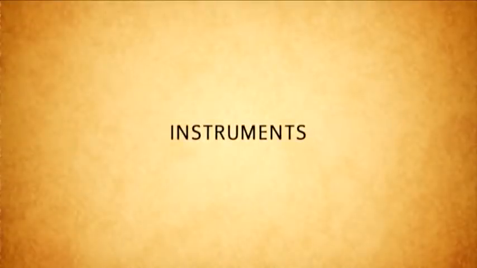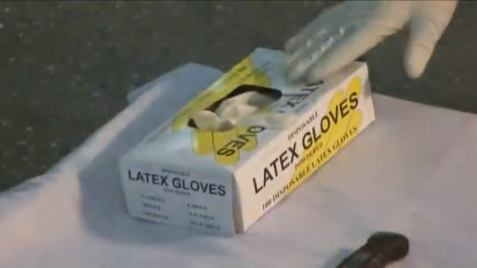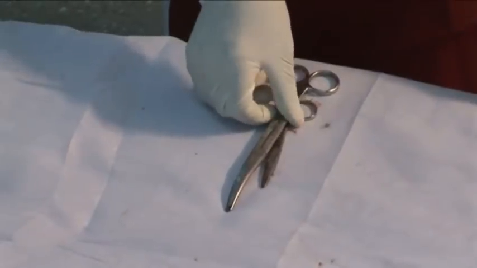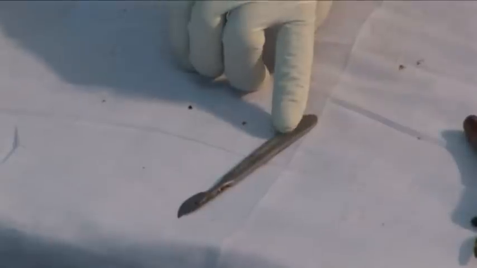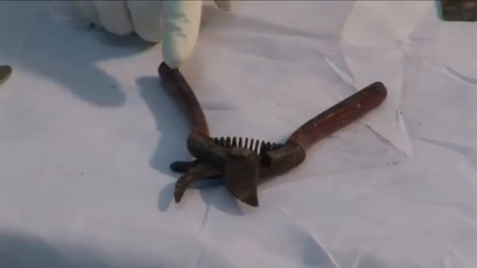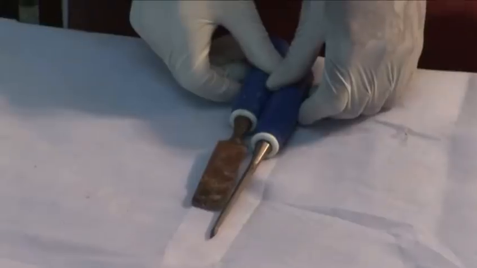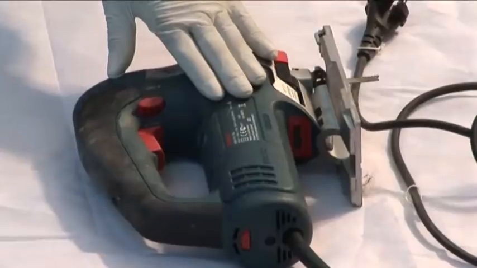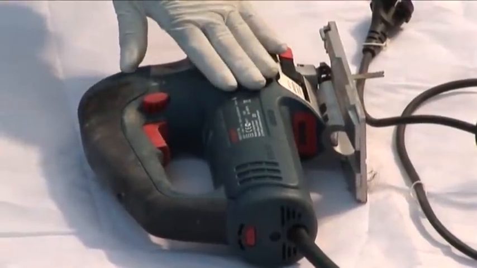The instruments needed: you need a glove, hammer, scissors, scalpel blade fitted on a handle, bone cutter, chisel, sharp plier, dissecting forceps, hand saw. Then we have a bone cutting machine.